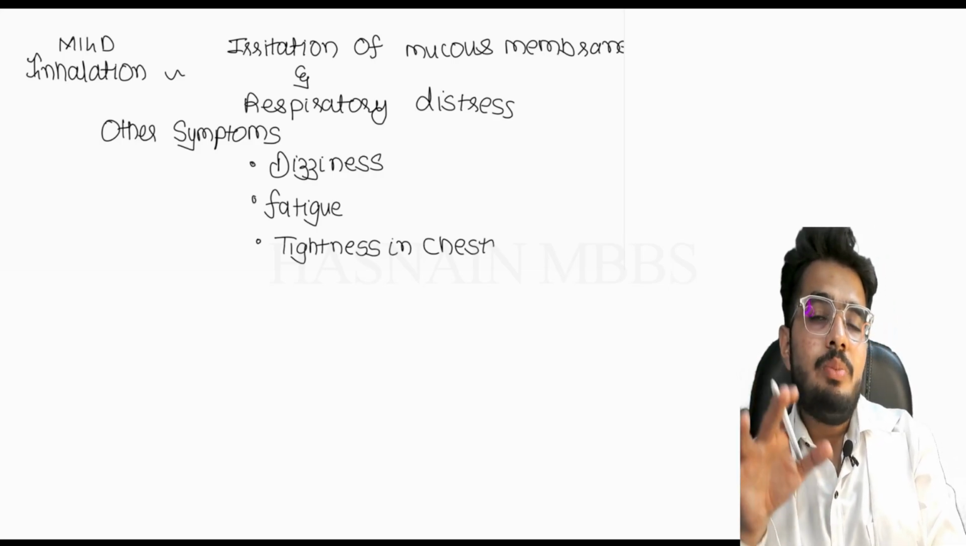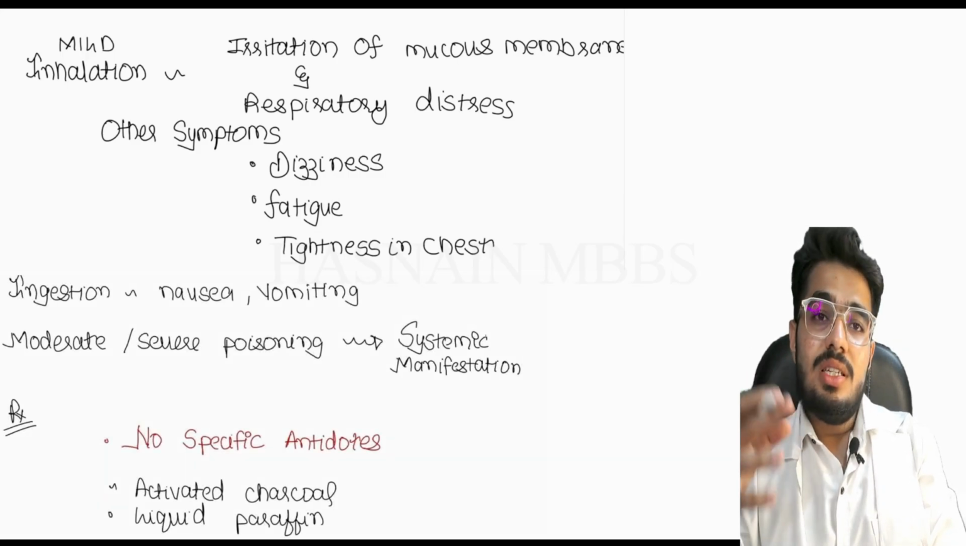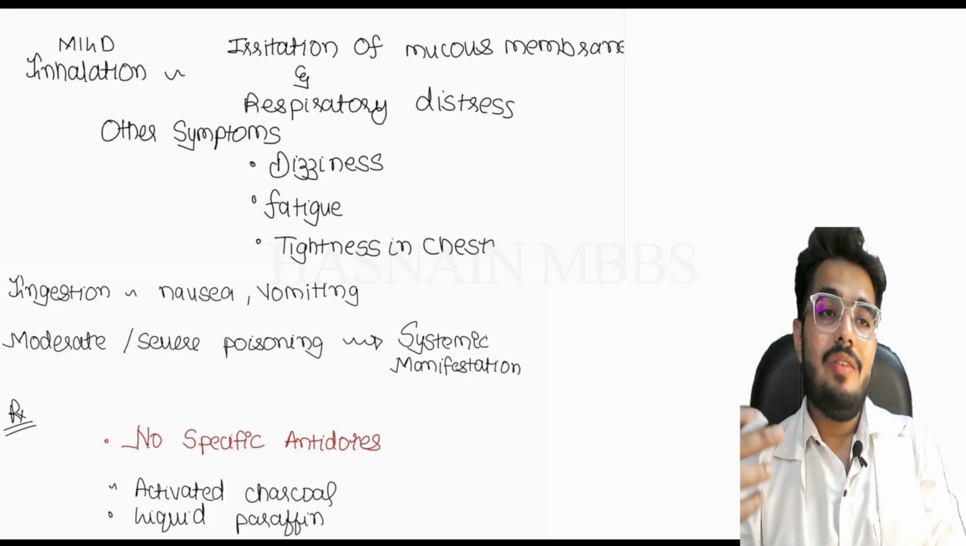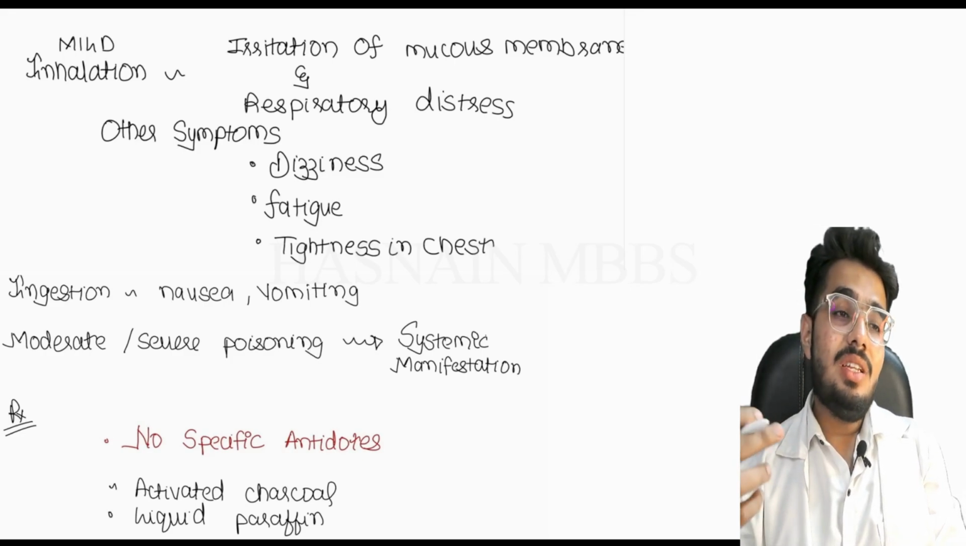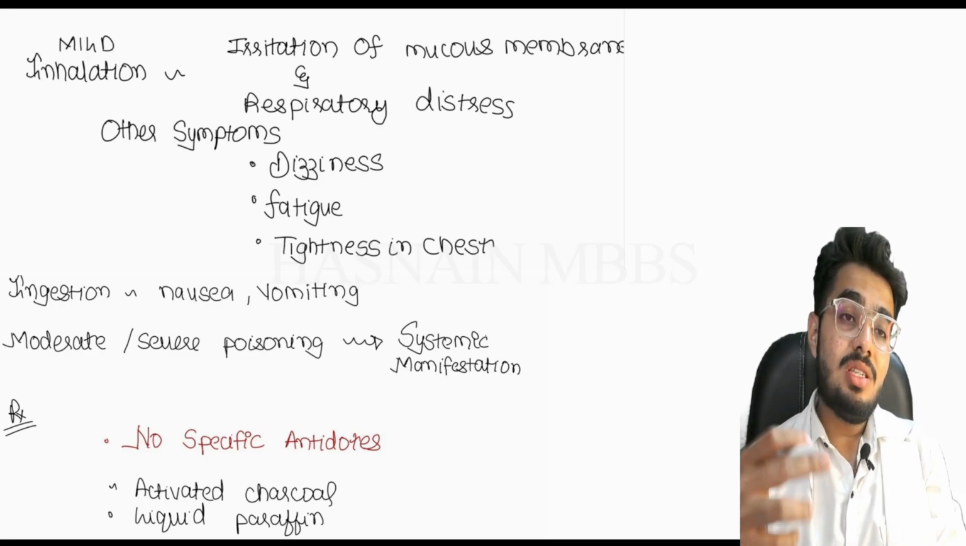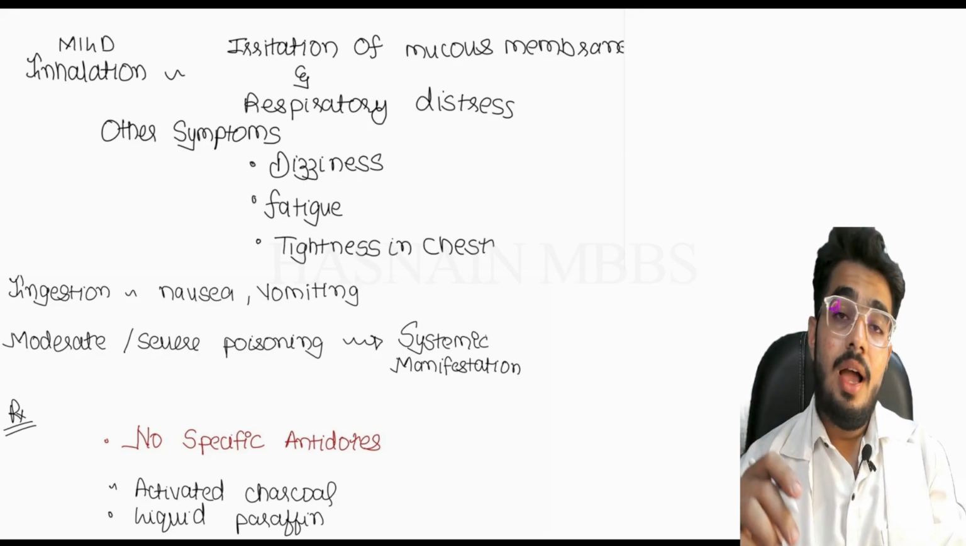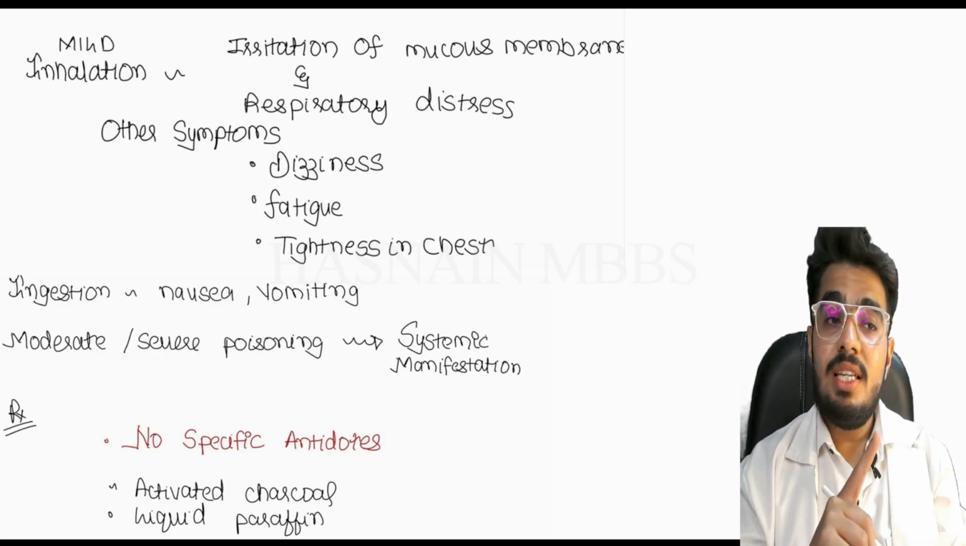Now, if this poison is ingested, what will be the signs and symptoms? If it is ingested not in a large quantity, it will cause nausea and vomiting. And if it is ingested in a large quantity, it will cause moderate or severe poisoning, and it will have systemic manifestations. And the main point over here: aluminum phosphide doesn't have any specific antidote.